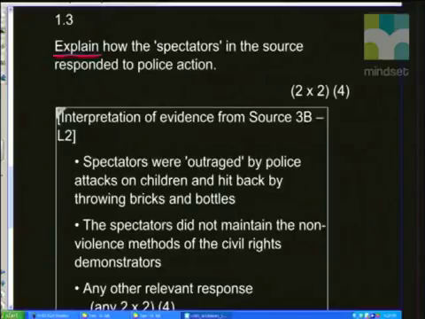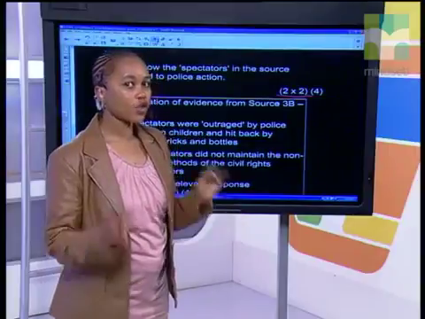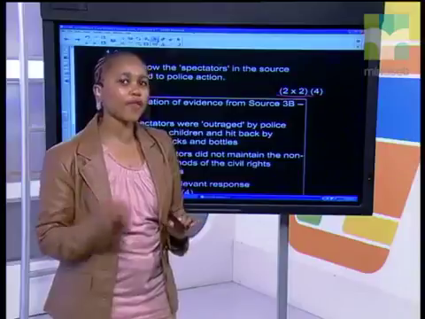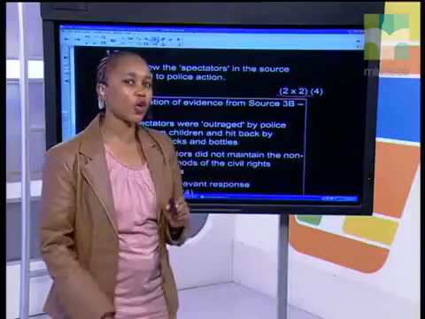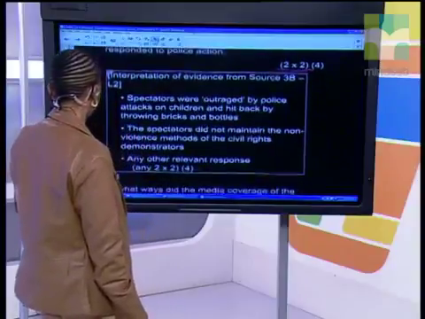Now before I read the possible response, remember I told you the mark allocation is very important. If you look at this, it does say 2 times 2 equals 4. That means you're expected to give 2 different points there in order to explain your answer. So it's very important. You read the instruction and then you look at the mark allocation, and that is going to help you. Now let's look at the possible response here.